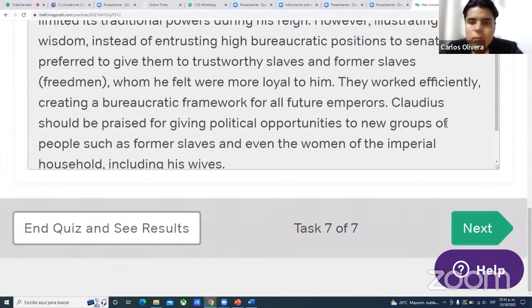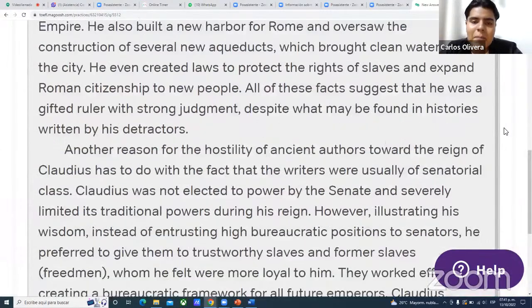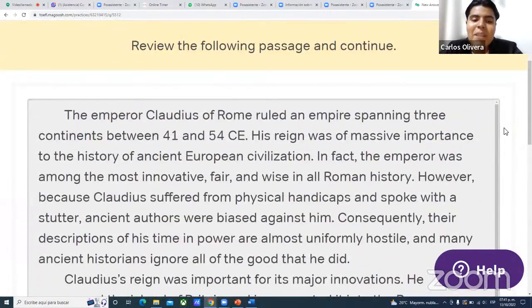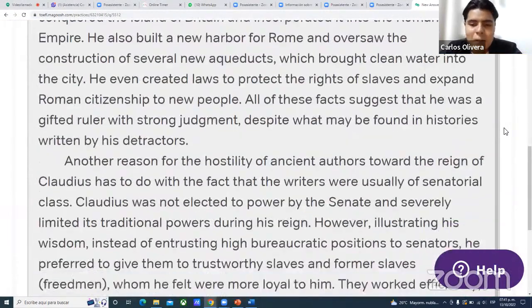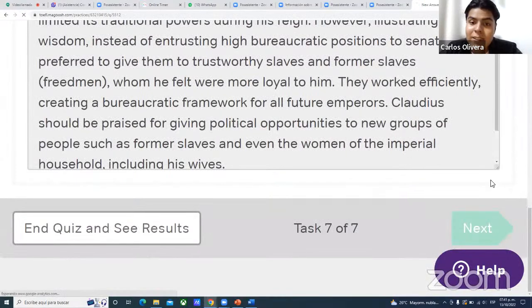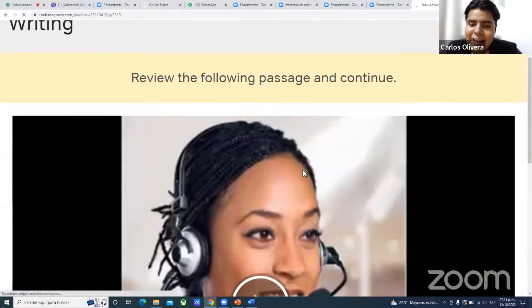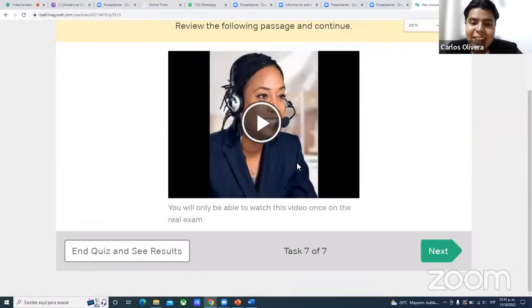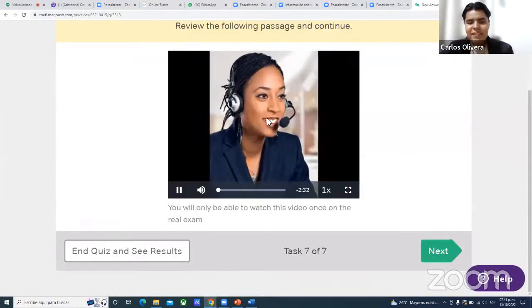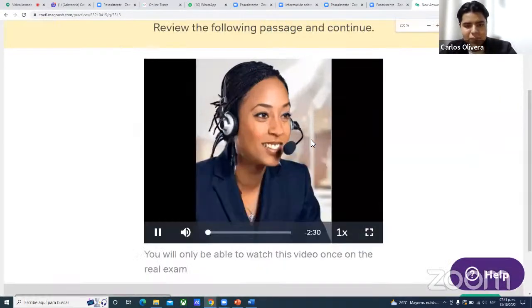Well, there you are. So as you can see, this basically says that Claudius was the best emperor, right? It goes completely in favor of this ruler. Now, let's listen to what the lecture says. You're going to find that, as I say, it is basically against Claudius. Let's listen.